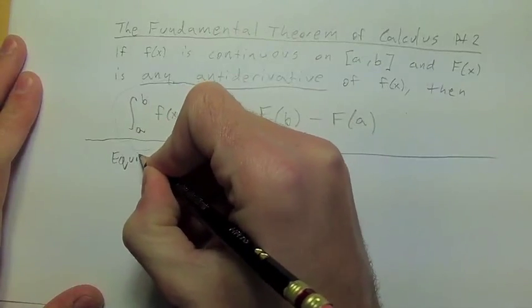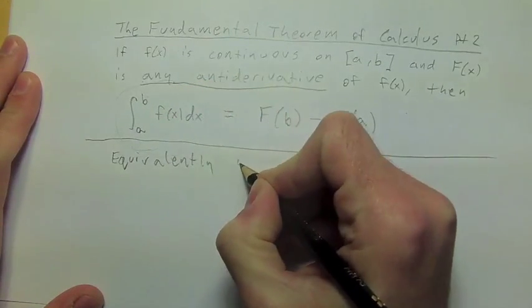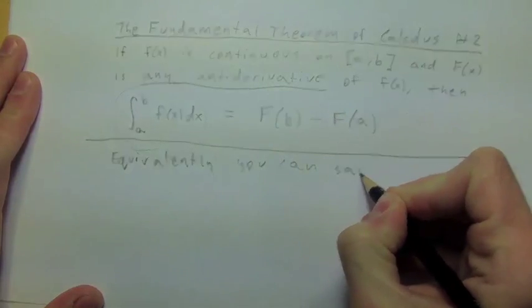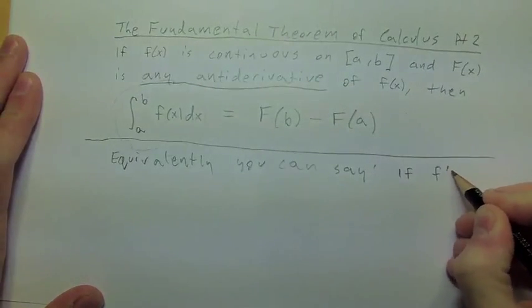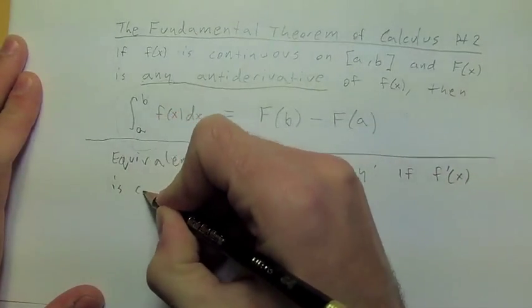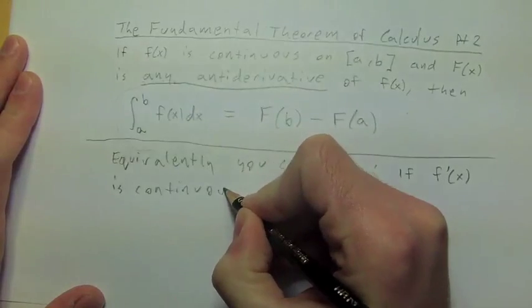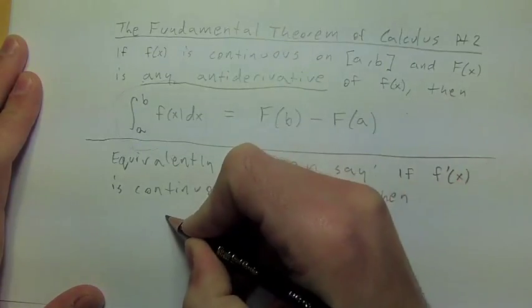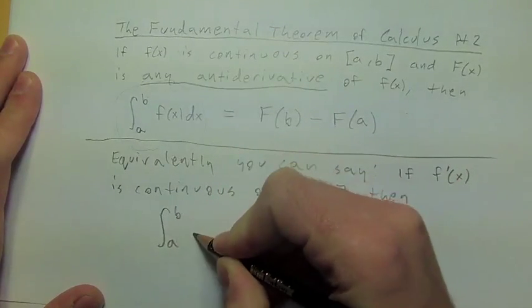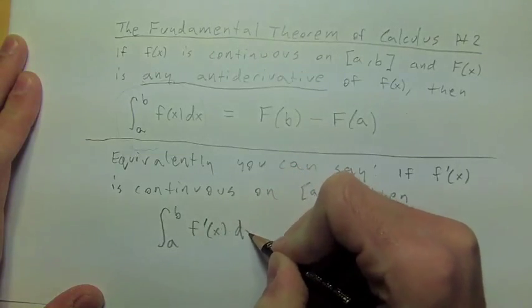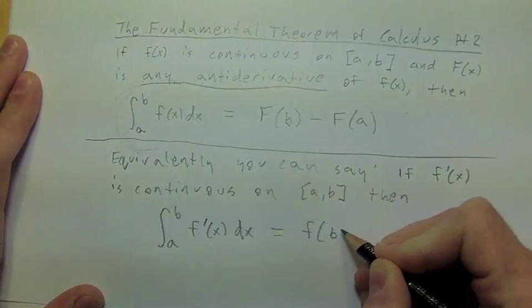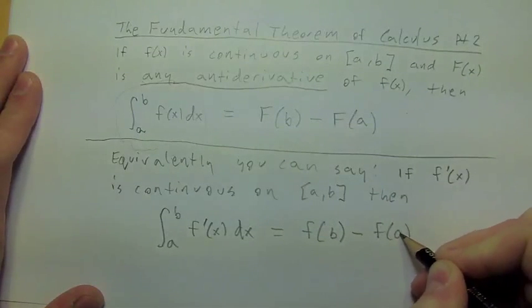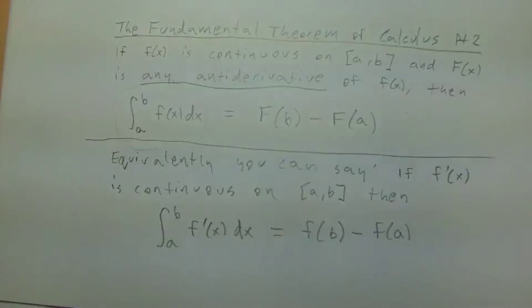Equivalently, you can say that if the derivative f prime of x is continuous on a to b, then the definite integral from a to b of f prime of x dx is f of b minus f of a. Okay.